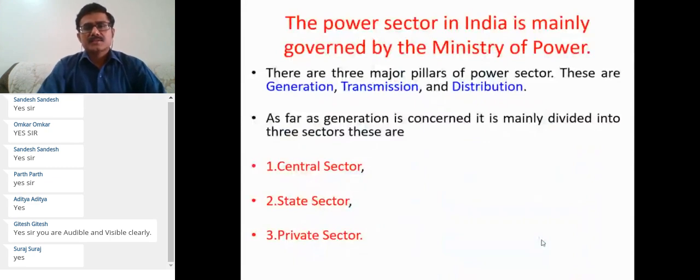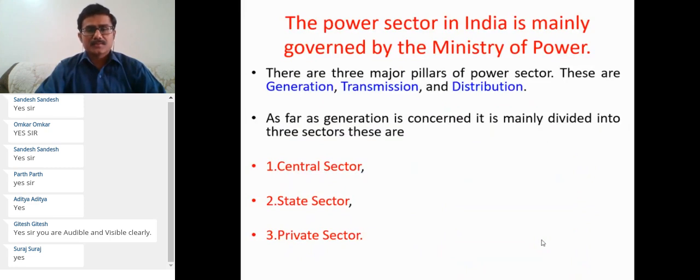Now the electricity which is generated, or the electricity that is available for us, there are three major pillars of the power sector, we can say. Most of the electrical power generation is governed by the Ministry of Power, that is, by the central government. And the three sectors that we can say now in modern times are generation, transmission, and distribution.